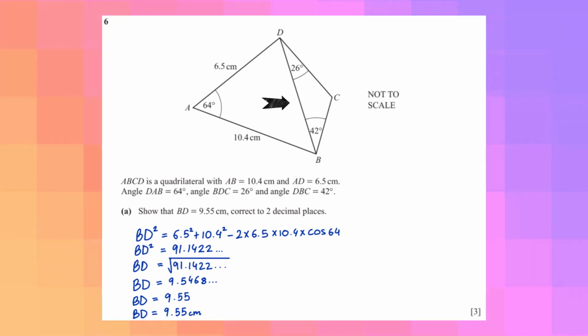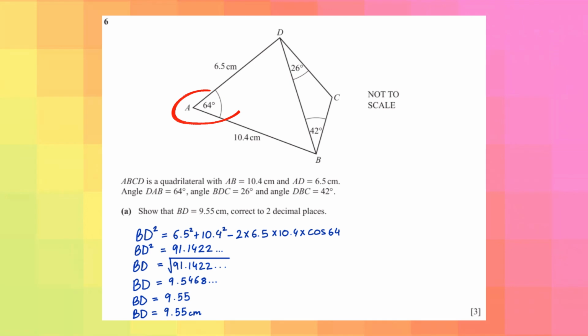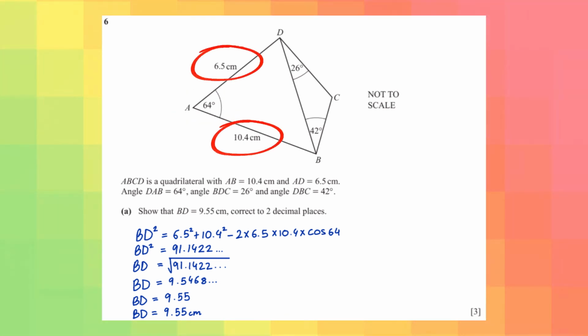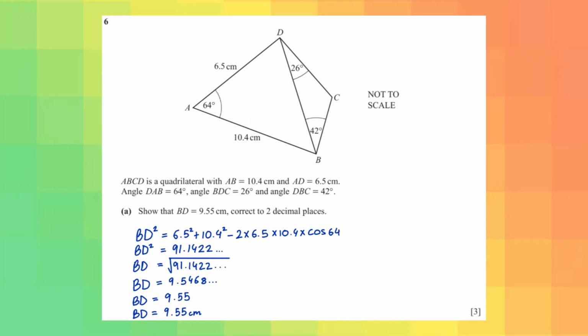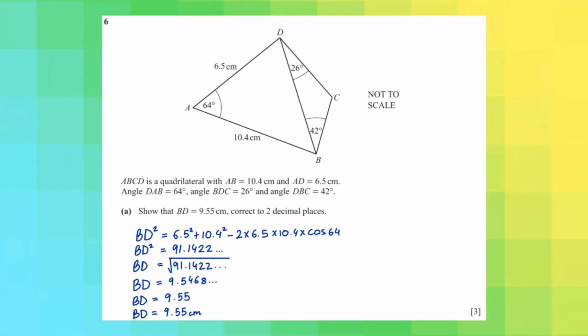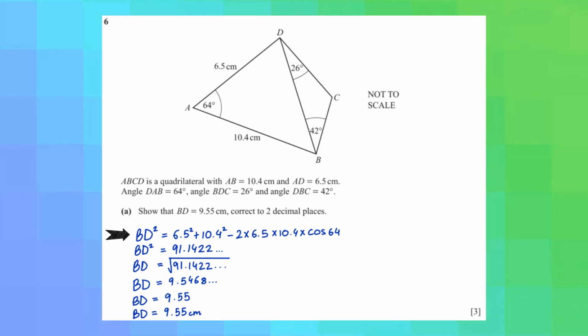Okay, so we are finding this side BD, and we have the angle opposite to it, which is 64 degrees. We also have the sides between which this angle lies. This means we have all the values we need to apply the cosine rule formula for finding a missing side length. So, substituting the values respectively into the formula, we get BD squared equals 6.5 squared plus 10.4 squared minus 2 into 6.5 into 10.4 into the cosine of 64.